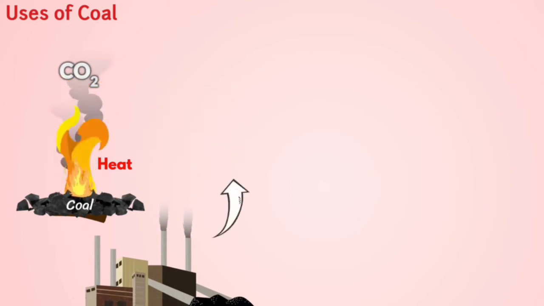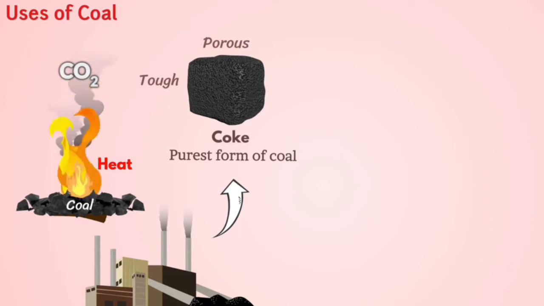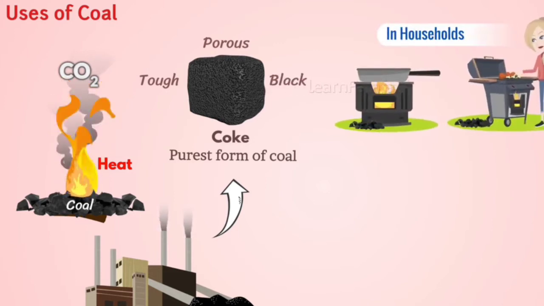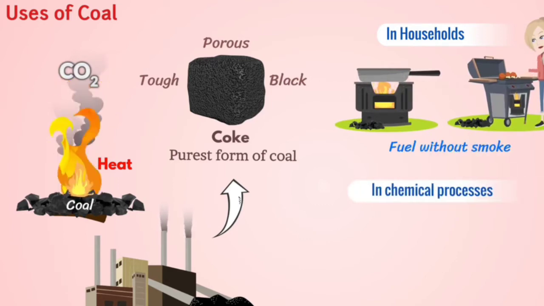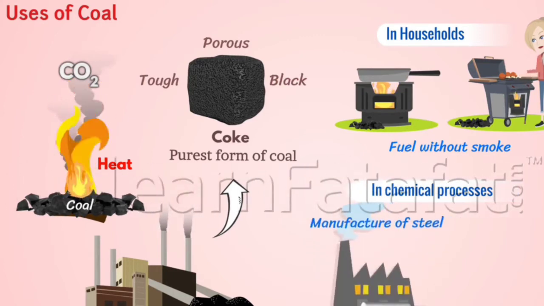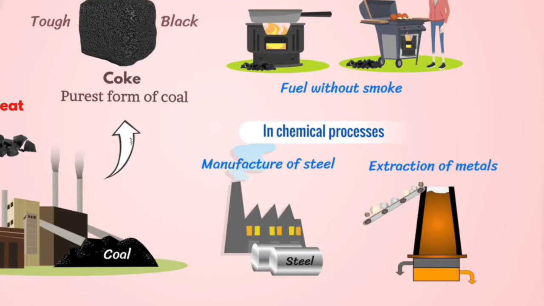These are coke. It is the purest form of coal. It is a tough, porous, and black substance. In households, coke is used as fuel without smoke. Coke is also used in chemical processes such as manufacture of steel and extraction of many metals. Extraction is a process with which we can obtain pure metal from its impure form, such as pure iron obtained from iron oxide.